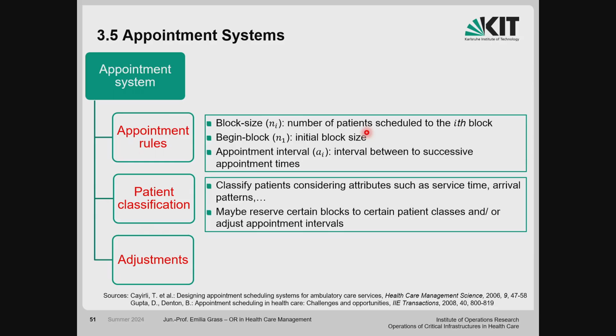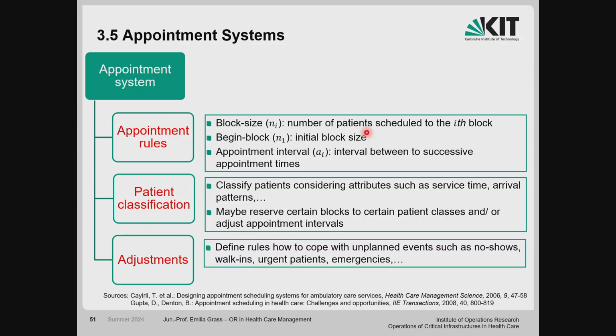Okay, and of course, as we always know, no plan will work. This is why we need some kind of rules for adjustments, maybe rules of thumb, so that we know what to do if an emergency is coming in, or if we have a high rate of no-shows, how to deal with that. So we need some kind of rules for adjusting the plan, because it will never work as planned.